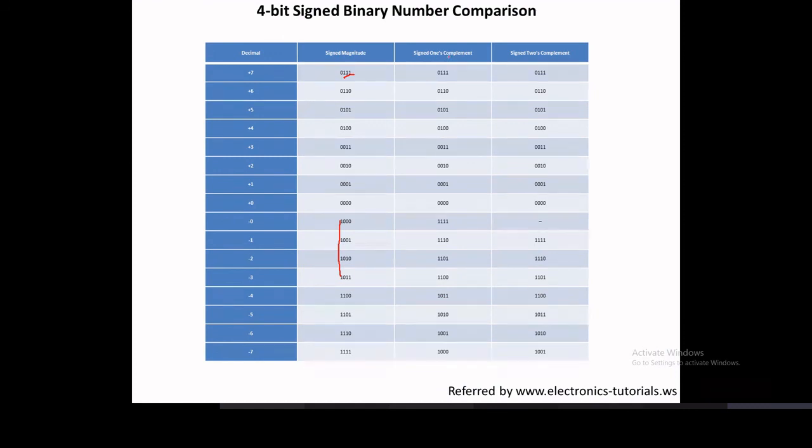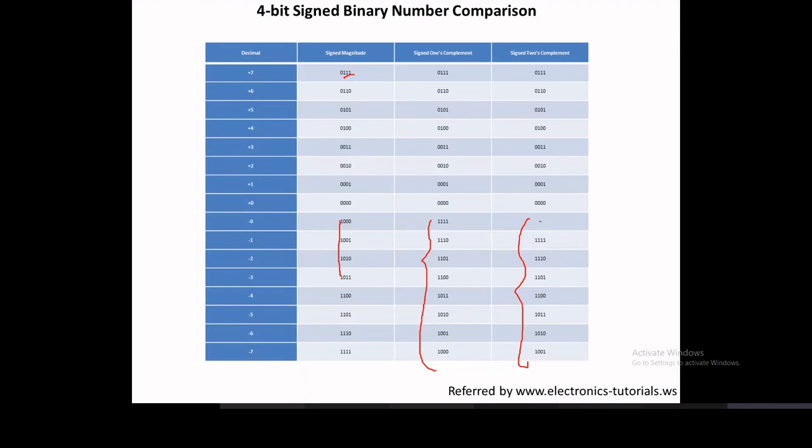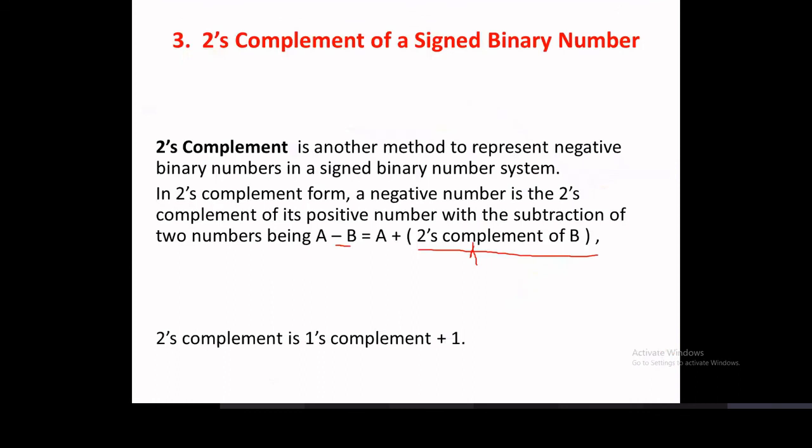In 1's complement format, positive numbers are similar to sign magnitude. In 2's complement also, positive numbers are similar to sign magnitude. Only the negative numbers change, depending on the 1's complement of the magnitude. So this is the comparison of 4-bit signed binary numbers. Is it clear, all the types now?